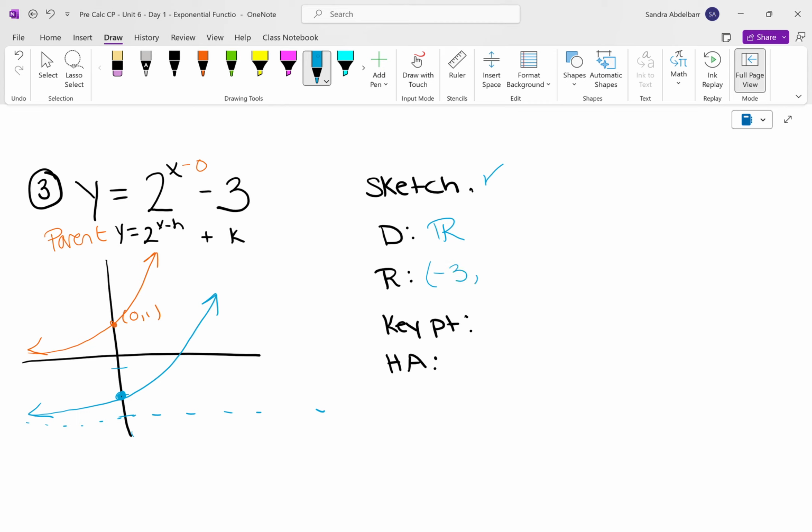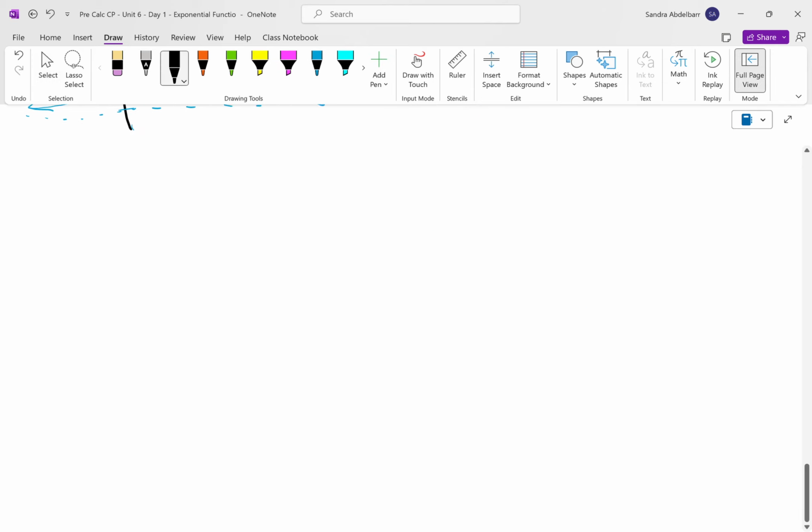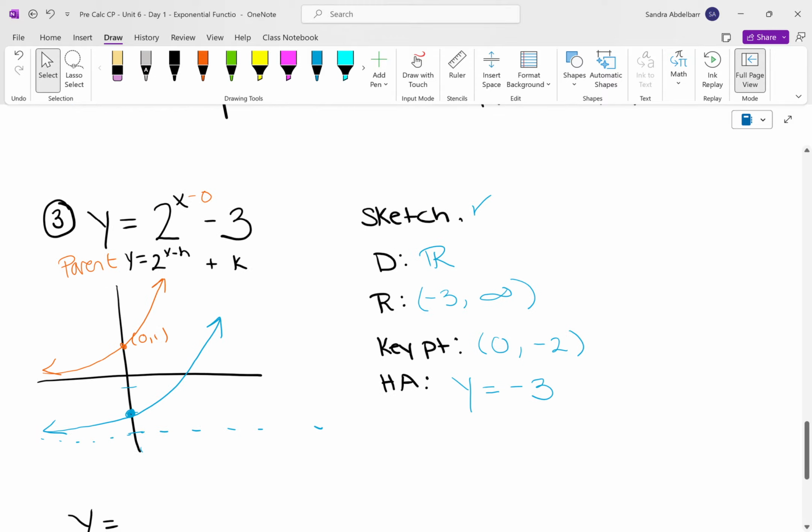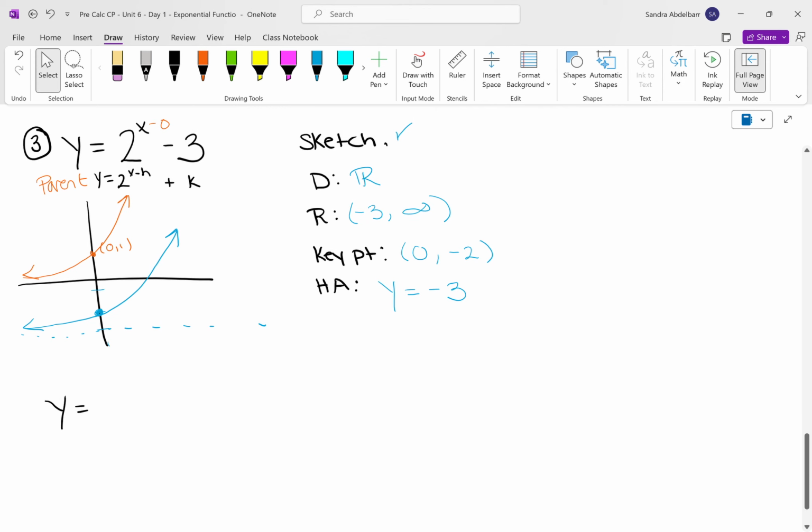All right, so we did our sketch. Our domain, all reals. Our range is going to be -3 to infinity. Our key point is the point (0, -2). And our horizontal asymptote is y equals -3. You did it right? Yay!